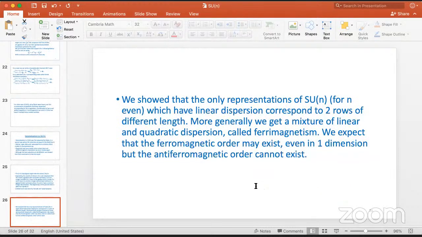We showed that the only representations of SUN for n even which have linear dispersion correspond to 2 rows of different length. More generally, we get a mixture of linear and quadratic dispersion called ferrimagnetism. We expect that ferromagnetic order may exist even in one dimension, but again, anti-ferromagnetic order cannot exist.